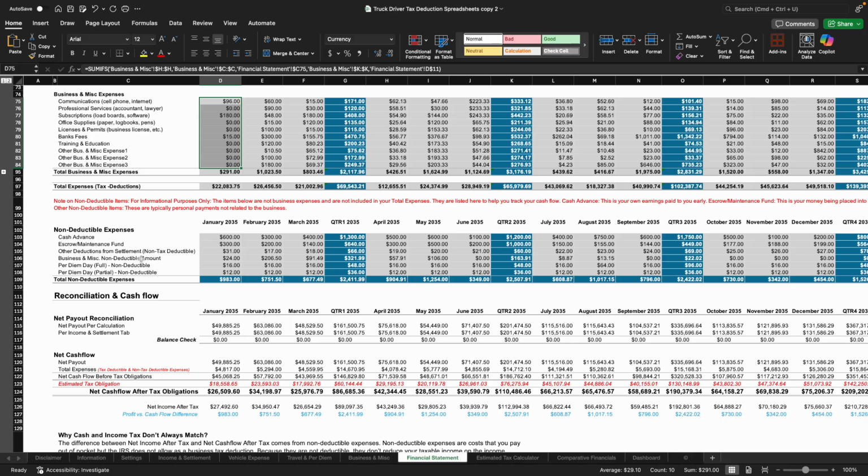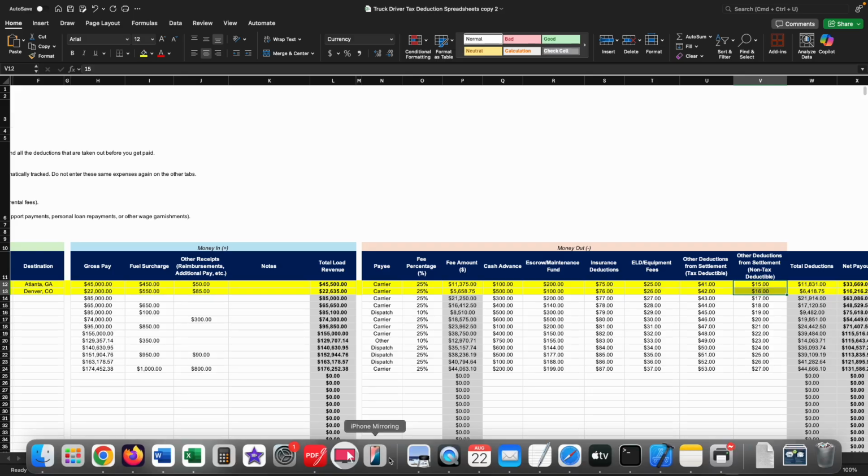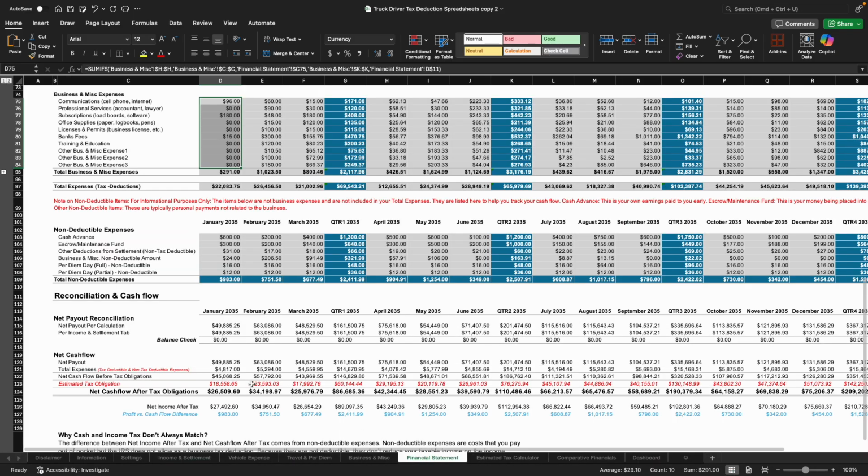And then auto deduction from settlement. So for example, this is something you would log, and if this is related to wage garnishment or personal loan repayment, it's non-deductible because it's not business related, right? It's more like a personal issue, personal payment. So that's why this piece here is non-deductible, and you can see for January it's logged as $31. So you go to financial statement, you can see that is $31, right?